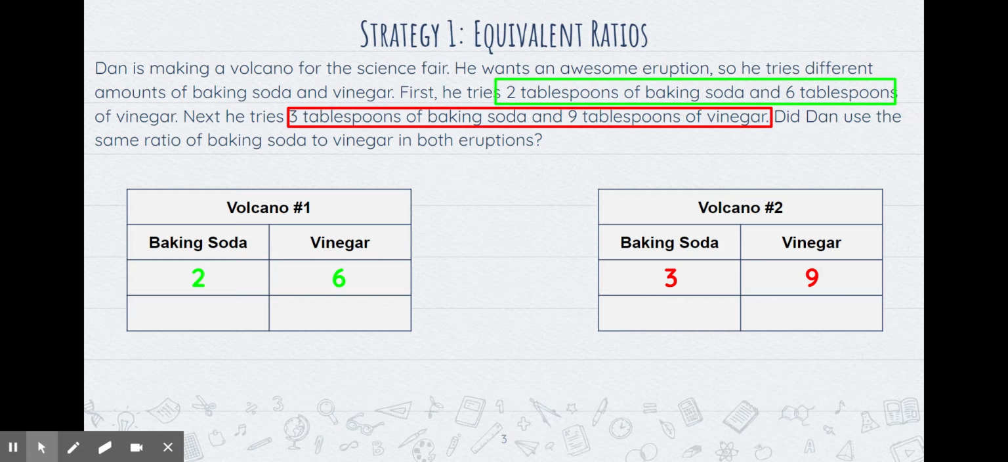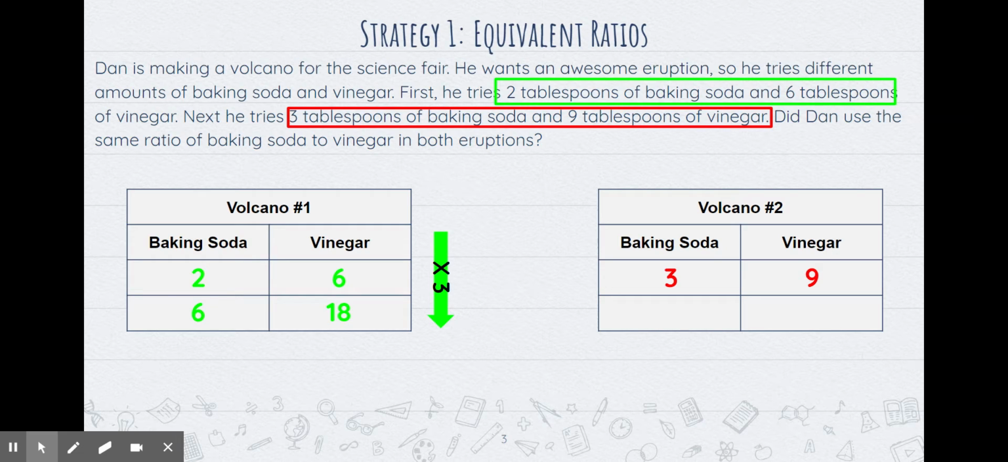Now, this is where knowing either common factors or common multiples comes in handy. You need to pick what you're going to compare. In this case, I'm going to compare baking soda to baking soda. And I know that 3 and 2 have a common multiple of 6. So I'm going to try to scale my baking soda for both of them up to 6. So for volcano 1, I need to multiply my 2 times 3, which means I also need to multiply my vinegar 6 times 3. And so I get 6 baking soda and 18 vinegar.